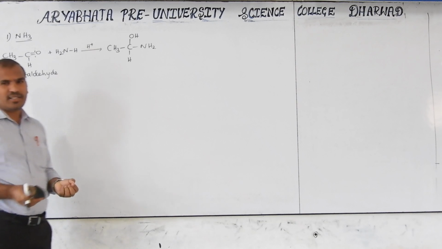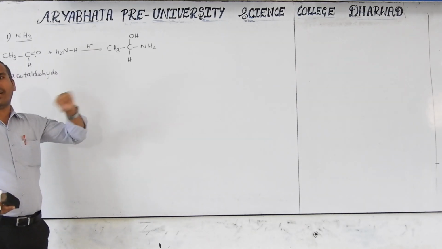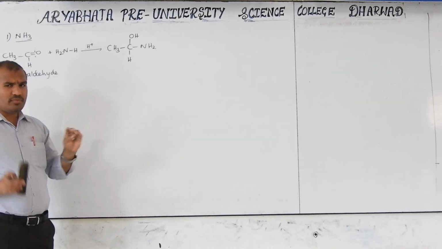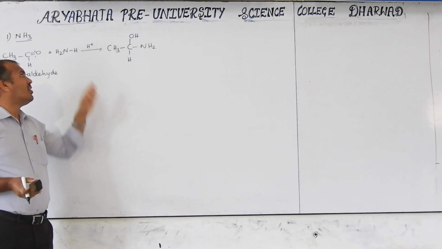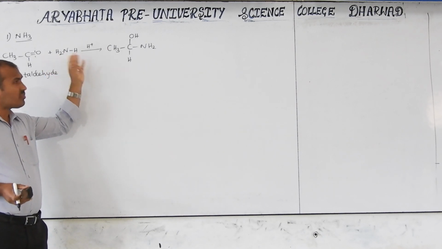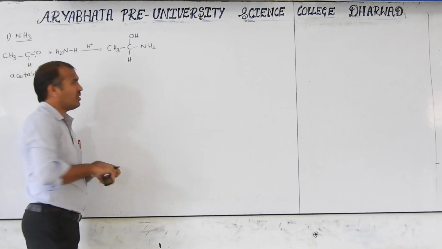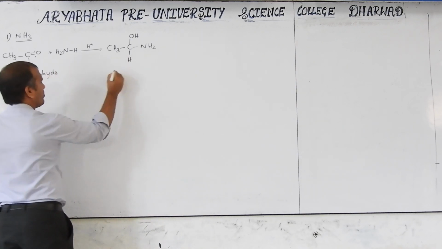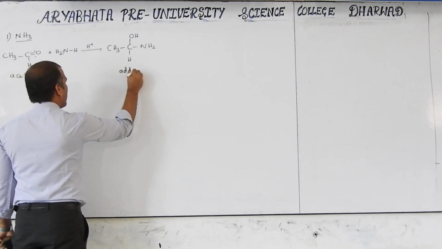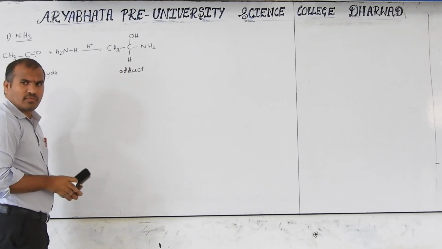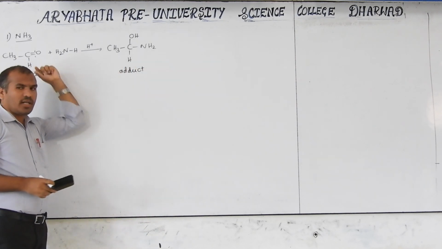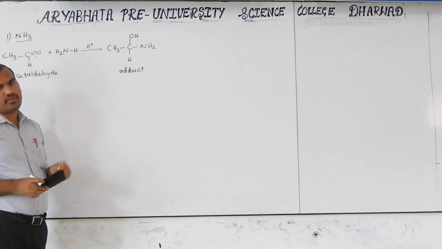Actually, it is according to mechanism. We cannot say this H added, this H added. According to mechanism, what this is, but I am not writing any mechanism. So one hydrogen is added to oxygen and the remaining NH to NH2. This is called an adduct. Adduct means what? Addition product. Just, ammonia is added to this aldehyde.